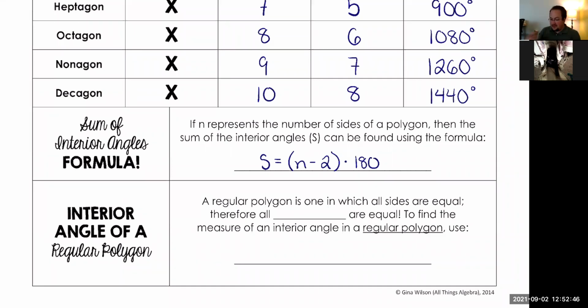All right, so we developed a formula here after noticing a pattern. That formula is going to be used throughout the rest of today's lesson as well. It will help us find specific values we're looking for. Now, there is another formula we have here, which helps us find a single interior angle of a regular polygon. Now, I'm going to highlight this in both spaces here. Regular polygon.